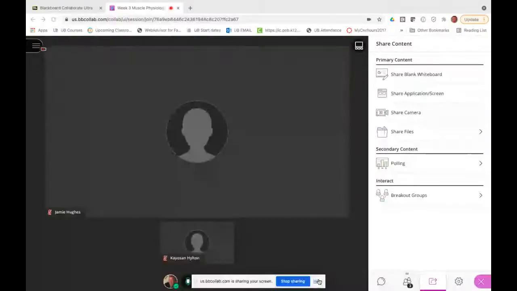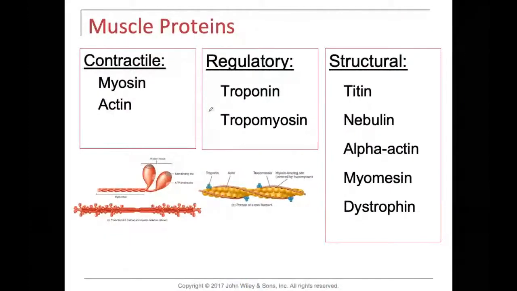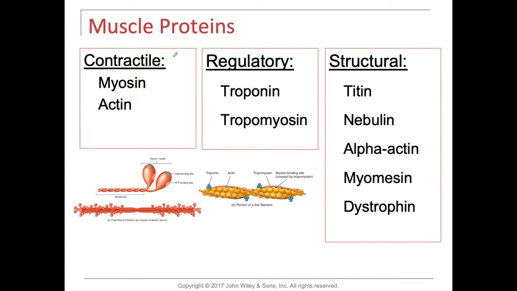In the next short video, we are going to continue with muscle physiology, and we need to discuss the three different types of muscle proteins. The three different types of muscle proteins are contractile proteins, regulatory proteins, and structural proteins. The important contractile proteins are actin and myosin. Those are the two biggies. Actin is the thin one, and myosin is thicker.